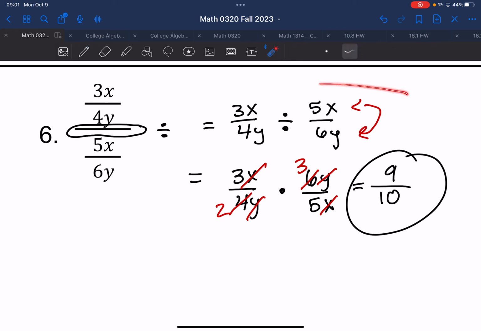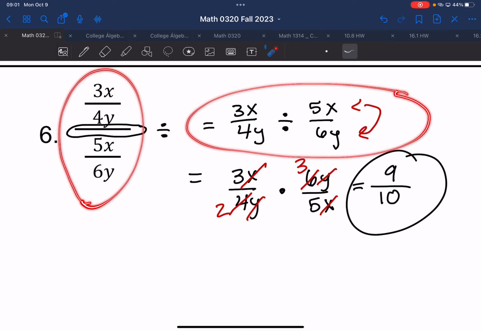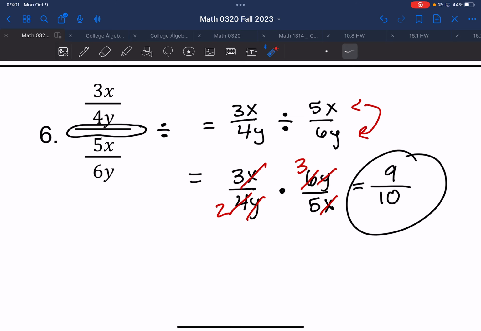So very important to separate them like this if you see them in one large fraction, because this can become confusing. Just know that if we have a fraction over another fraction, that fraction bar can be written as a division sign.